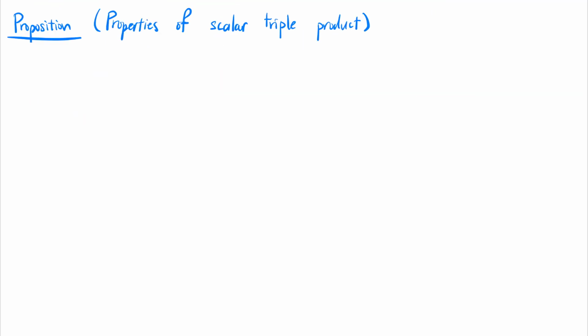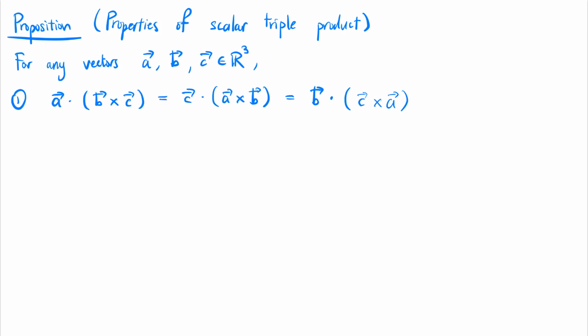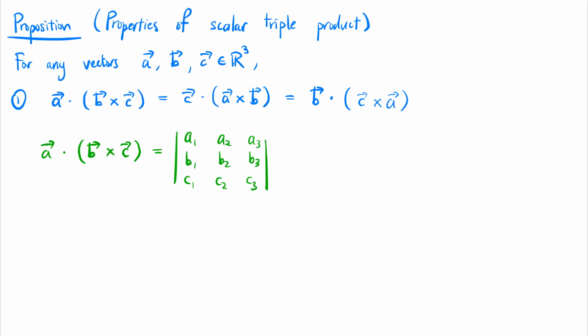Now, let's talk about some properties of the scalar triple product. For any vectors A, B, and C in R3, A dot (B cross C) equals C dot (A cross B) equals B dot (C cross A). We write A dot (B cross C) equals the determinant of the matrix with rows (A1, A2, A3), (B1, B2, B3), (C1, C2, C3).